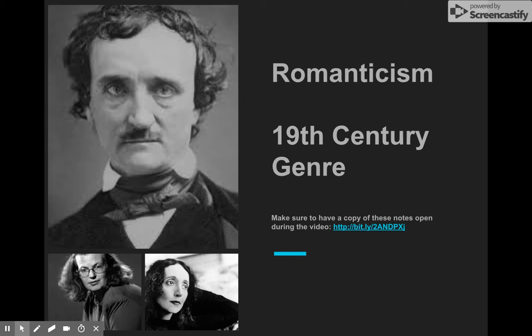For this unit, we are studying one of the most famous American Dark Romantic authors, Edgar Allan Poe, who was writing in the 1800s, and comparing his traditional Gothic work to the modern American Gothic writers, Shirley Jackson, who was writing in the 1940s and 50s, and Joyce Carol Oates, who is still alive today.